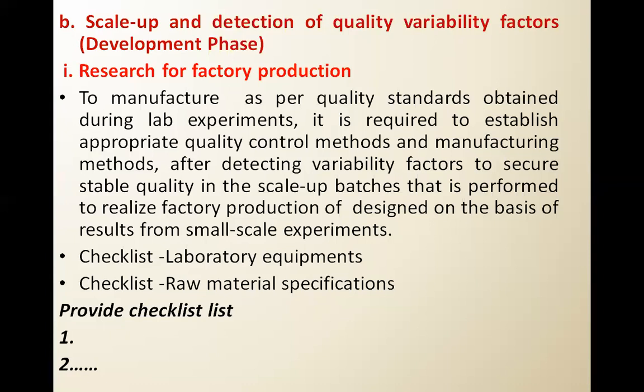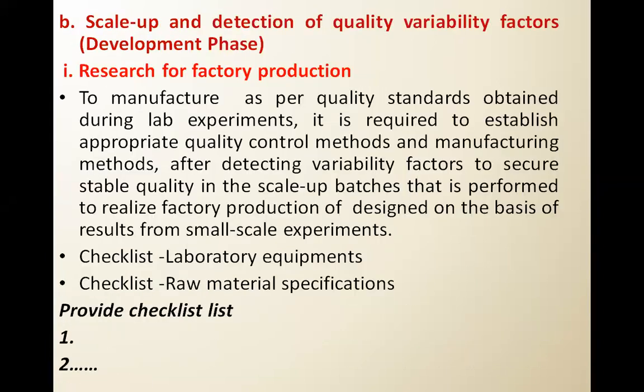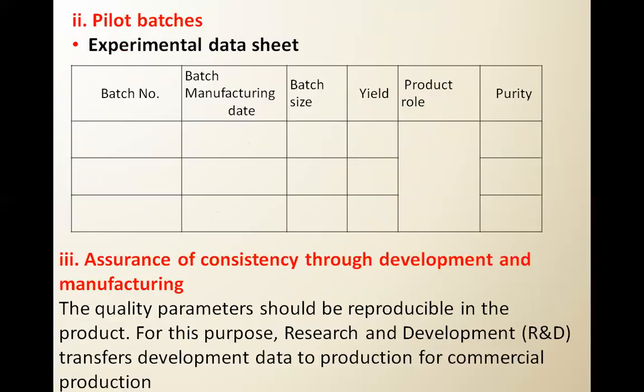So here we have to again prepare the checklist for various laboratory equipment required and various raw material specifications required, and we have to approve it. The next one is the pilot plant. The first one was the research for factory production. We have to go for that factory production. So here we will list all the requirements. After that, we will go for the pilot batches. In those pilot batches, we have to develop some experimental data sheets.